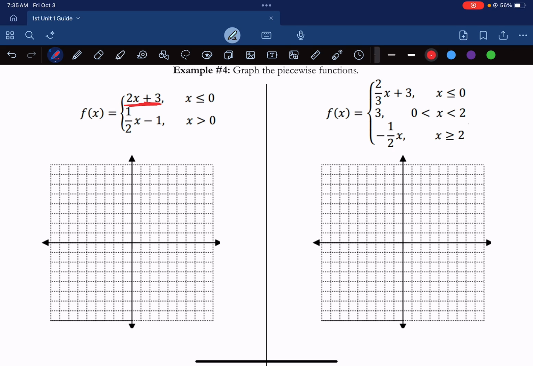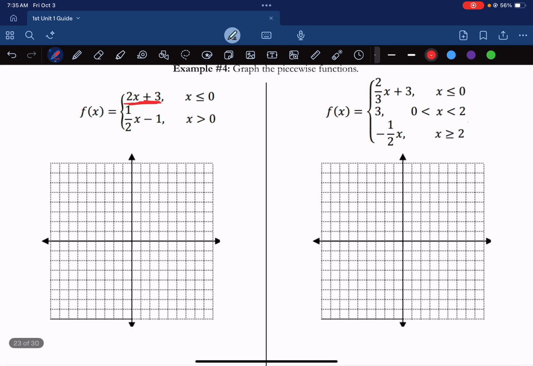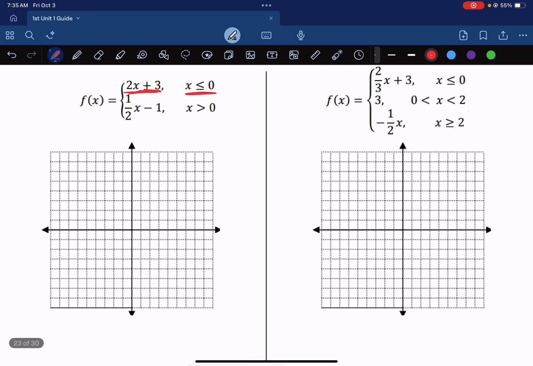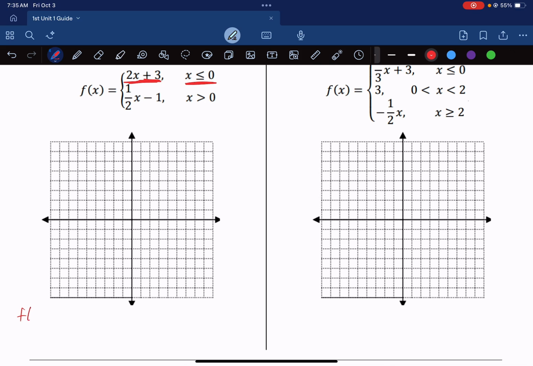I need to think what my endpoint is. Since my domain is cut off at 0 here, I'm going to evaluate this first piece at 0 to see where I start. So I'm going to do f of 0. I got 2 times 0 plus 3, which gets me 3. So I know this point is going to end at 0, 3. So 0, 1, 2, 3. And it is going to be a closed circle because it is defined at 0 following this rule.